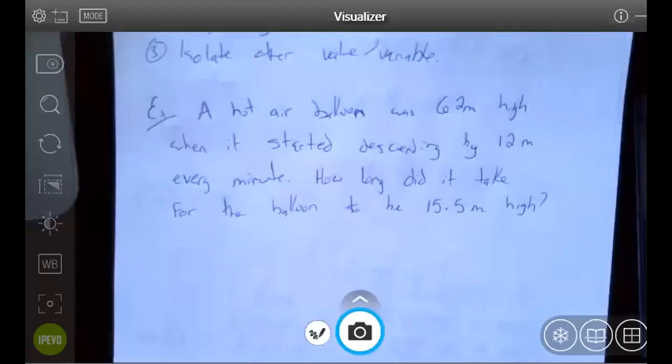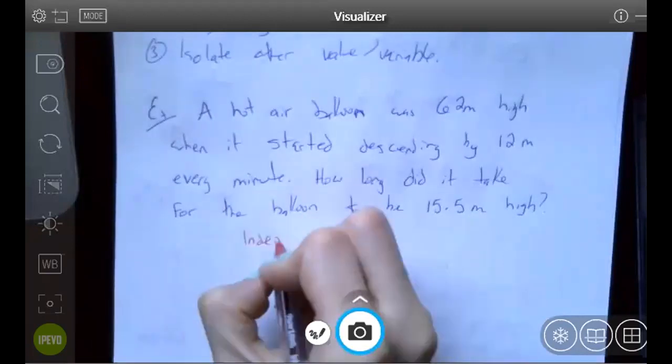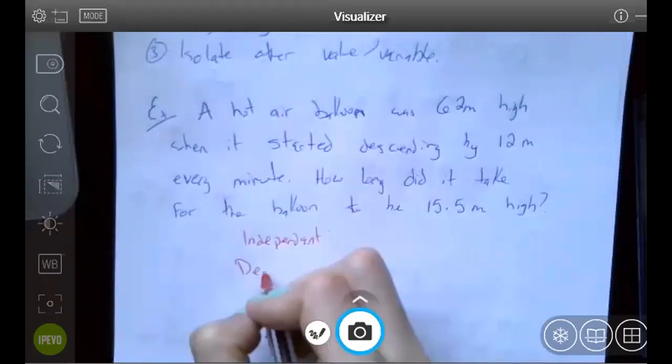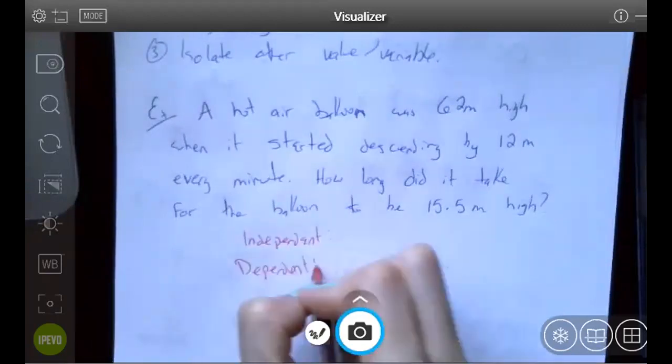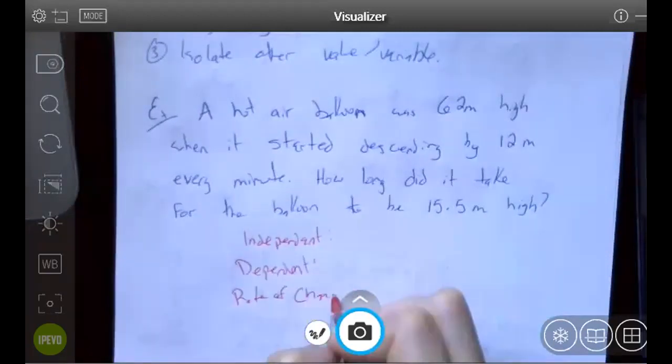Okay, so let's go through this example here. A hot air balloon was 62 meters high when it started descending by 12 meters every minute. How long did it take for the balloon to be 15.5 meters high? So we're going to start just like we did with our previous word problem by identifying the different parts. So we have our independent variable, our dependent variable, our rate of change, and our initial value.